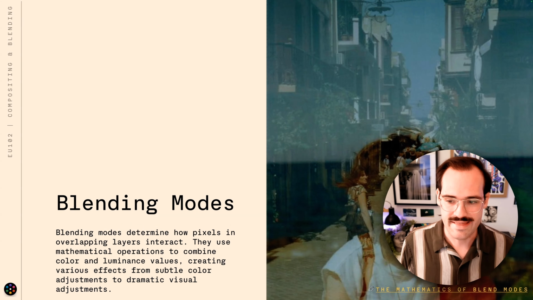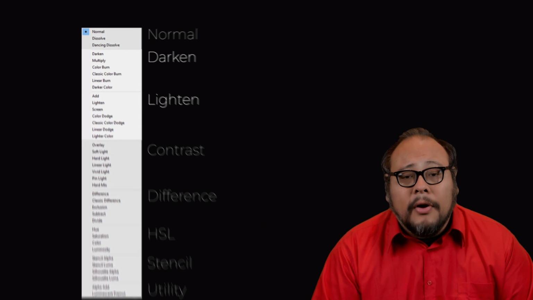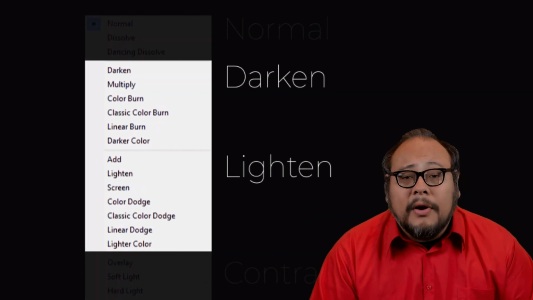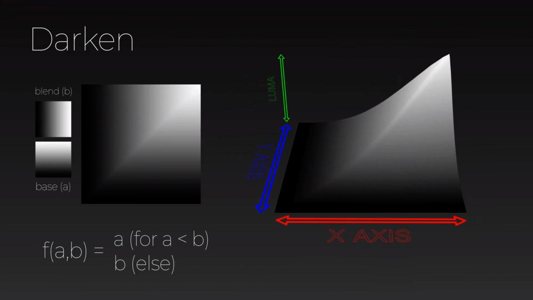And then there's my favorite, blending modes. Blending modes are a bunch of algorithms, a bunch of math that basically determines how pixels in overlapping layers interact. So if opacity is just a pure mixing of two values, blending modes let you start to do really interesting things with the way these layers interact with each other.